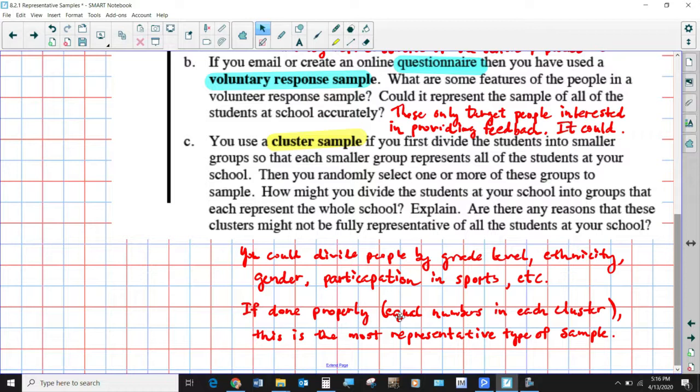Like if 15% of the students at our school are Hispanic, you want to have 15% of your group be Hispanic. If 2/3 of the students at our school play sports, which we know they don't, but if they did, then you'd want 2/3 of the students in your representative sample being athletes that play sports. So this is the idea that's going to make your sample a truly representative sample.